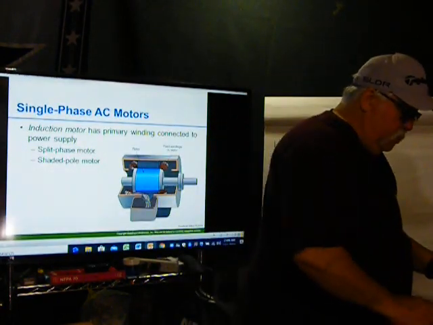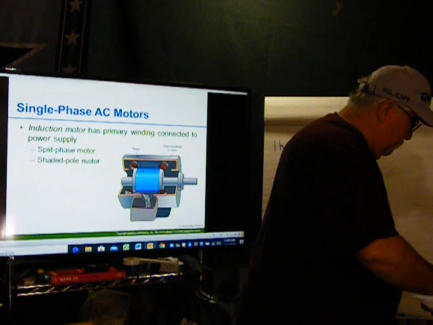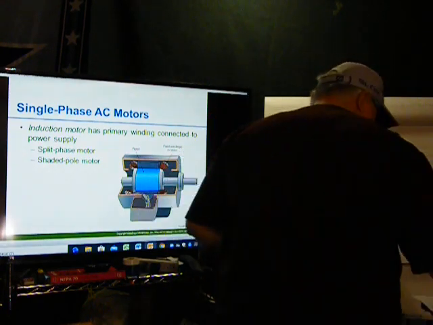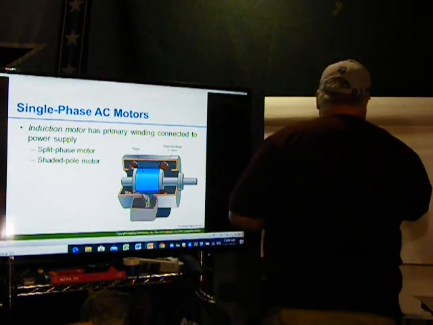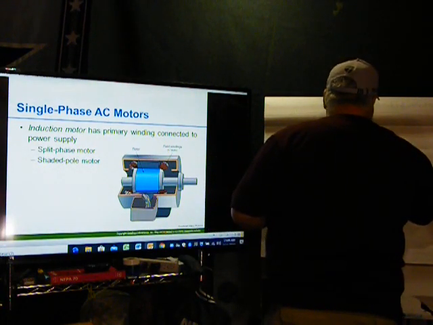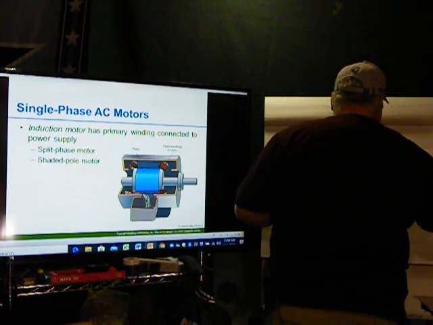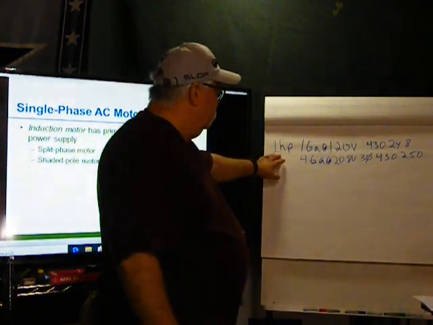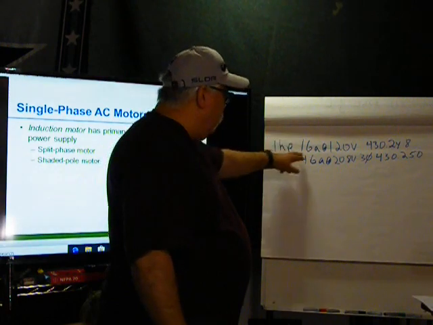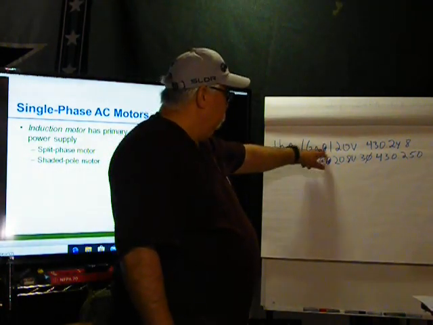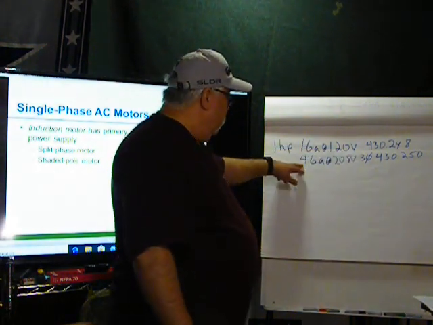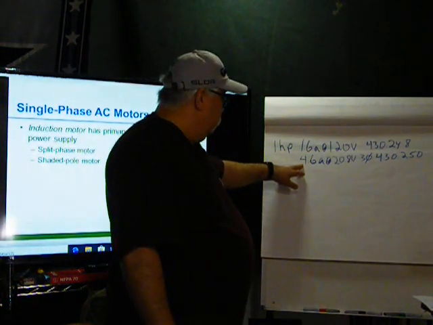This was 430.248, and this is 430.250. The code's where I got them from. So you can see the difference. A 1 horsepower motor at 120 volts is 16 amps, and at 208 3 phase is 4.6.